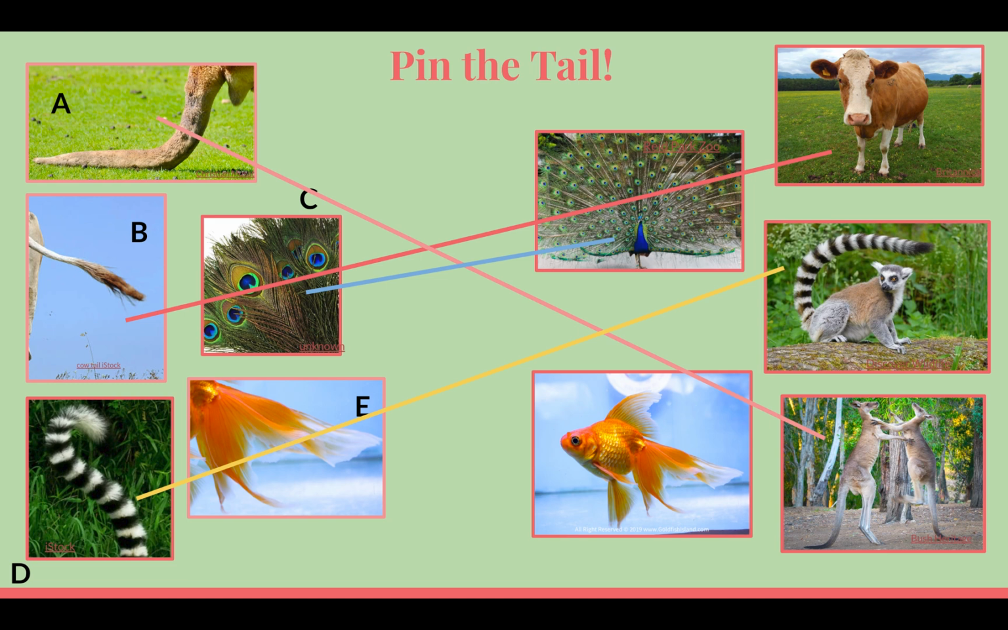And finally, E. If you matched it to that goldfish there, you are correct. Fish and sea mammals use their tail fins to propel through the water, kind of like the motor on a boat. Fish tails move from side to side, whereas sea mammals' tails move up and down.